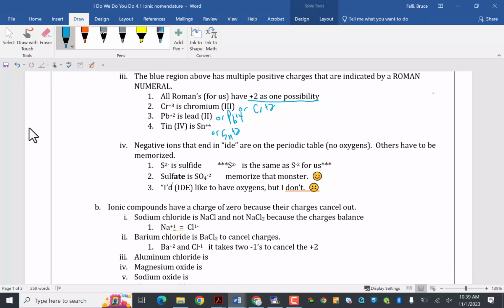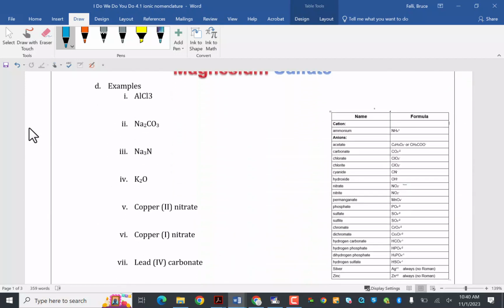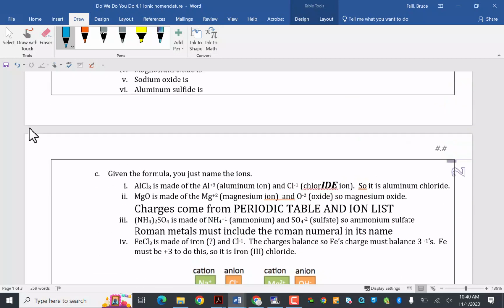There are negative ions that end in "ide" on the periodic table, and that means they have no oxygens. Others have to be memorized. S-2, or S2 negative, is sulfide. Now notice how this one's got oxygens in it. It's sulfate. You got the list today of which ones you need to memorize, and they're on here a little bit later too. This is a little bit of a longer list, but you'll see them.